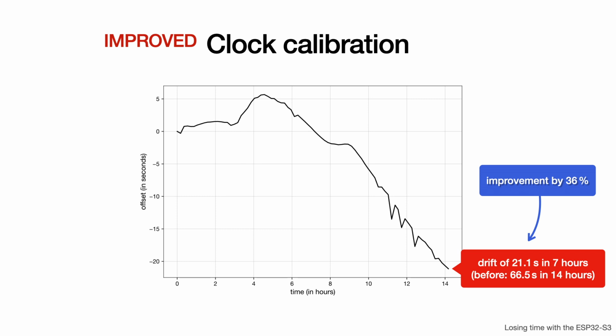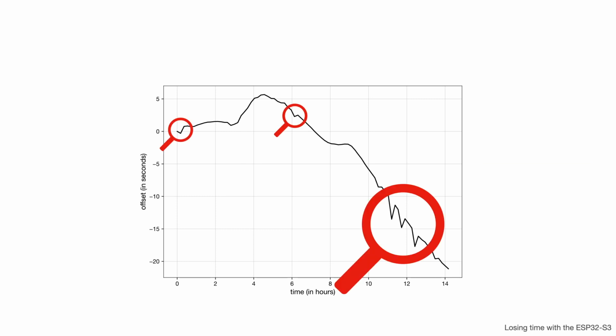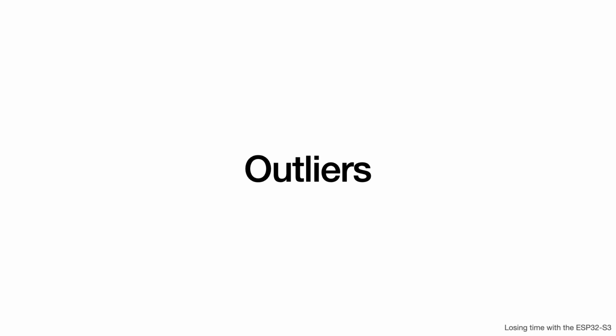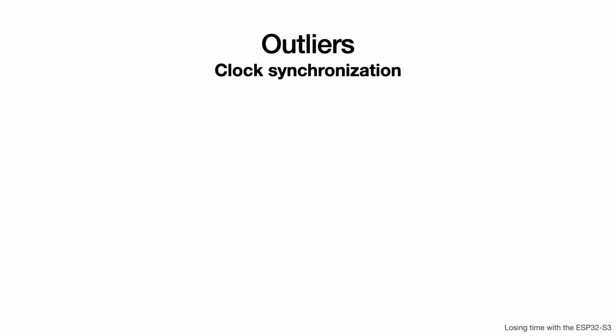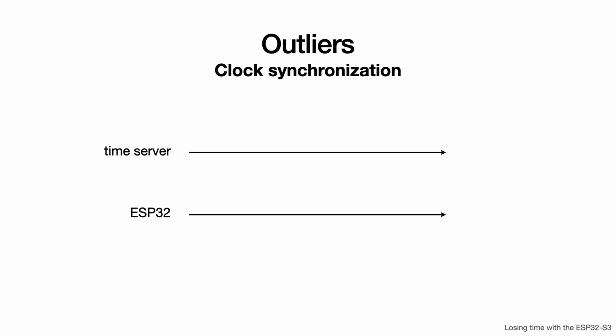But first I need to look into these spikes. Here, the offset suddenly changes by a couple of seconds, and it could be either irregularities of the oscillator or outliers of the measurement. Let's talk about how the clock synchronization works. On the top is the timeline of the server, and on the bottom the timeline of the ESP. At some point in time, the chip sends a request for the current time to the server.